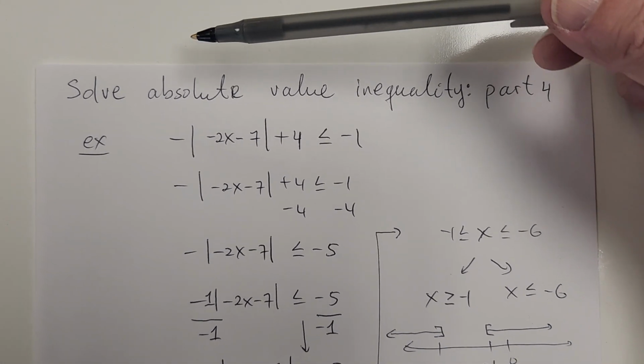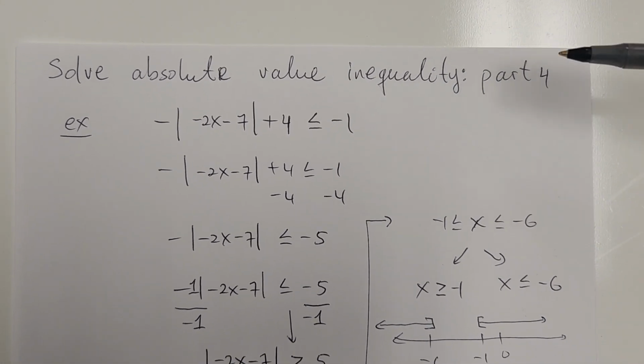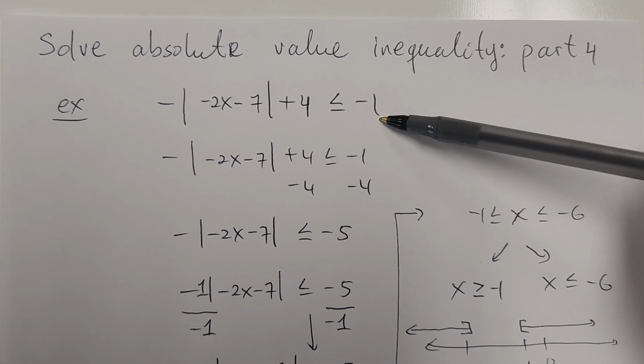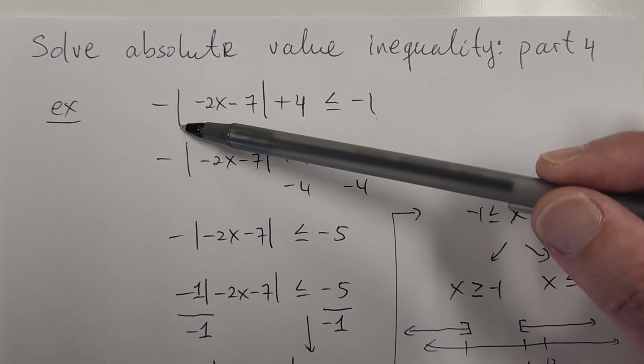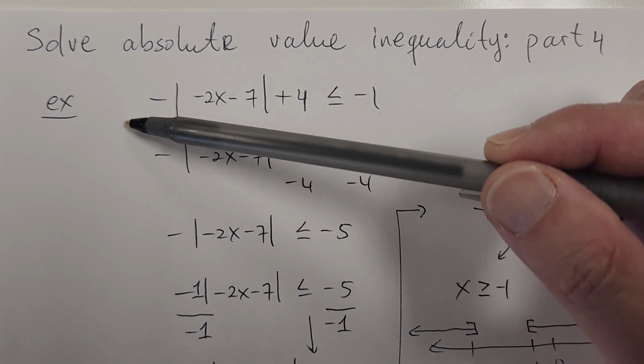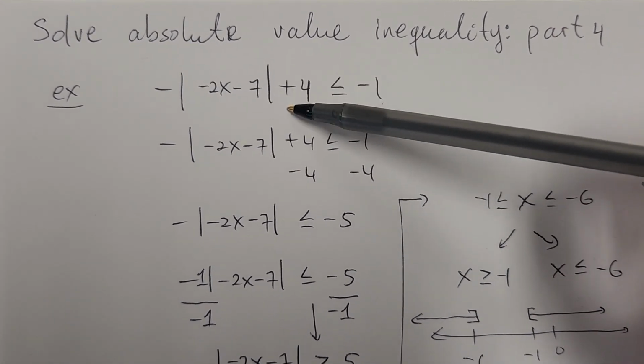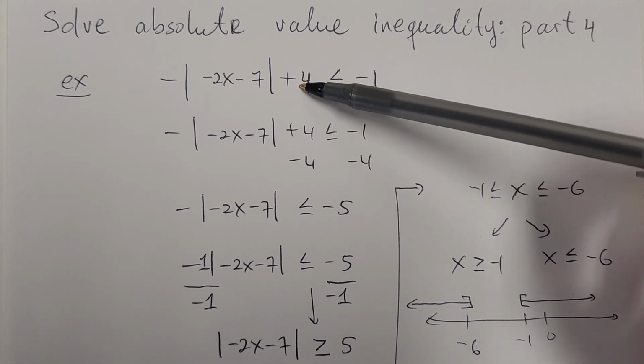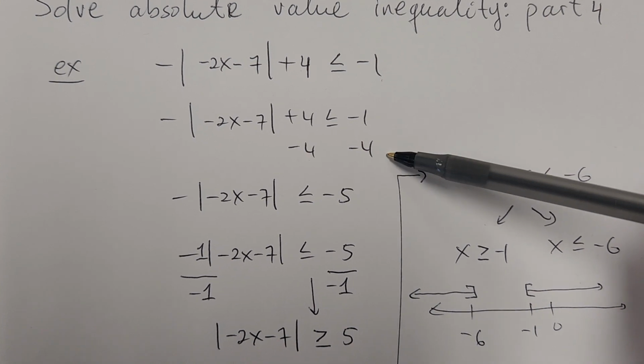This lesson is Solve Absolute Value Inequality Part 4. So here I have another example. Again, before you can drop the absolute value, there should be nothing here and there should be nothing here as well. Okay, so first thing we need to do is get rid of this 4. So subtract 4 both sides.